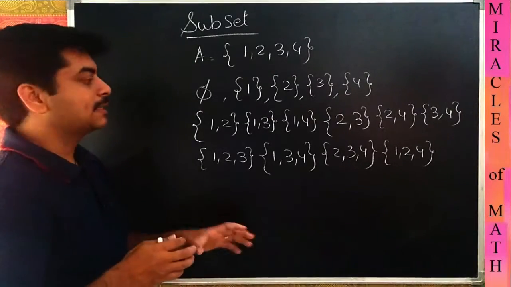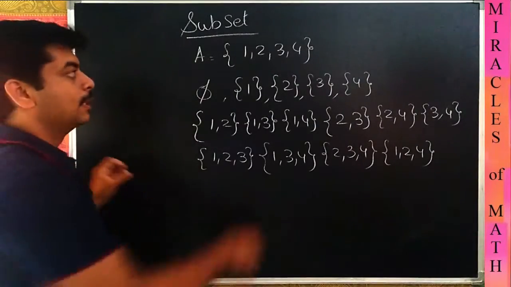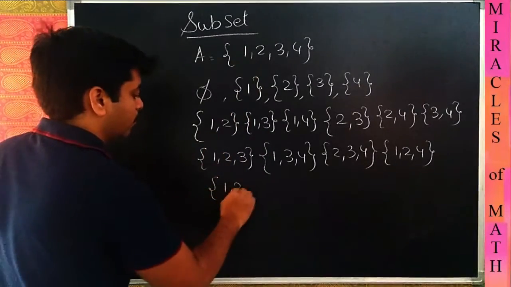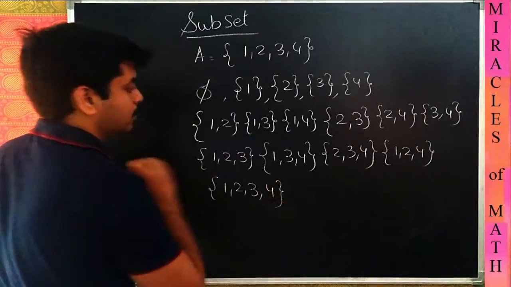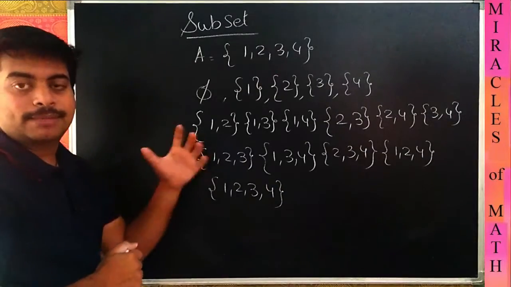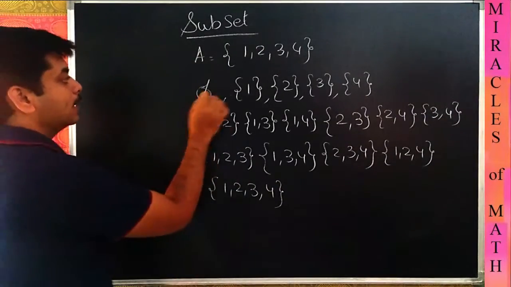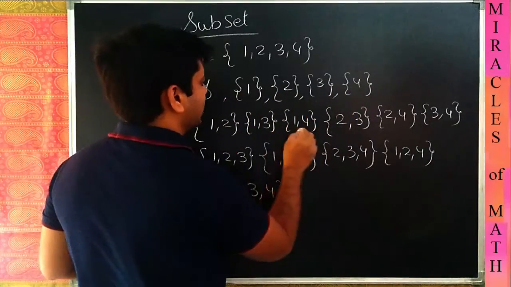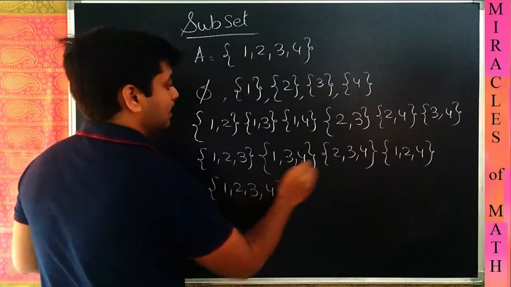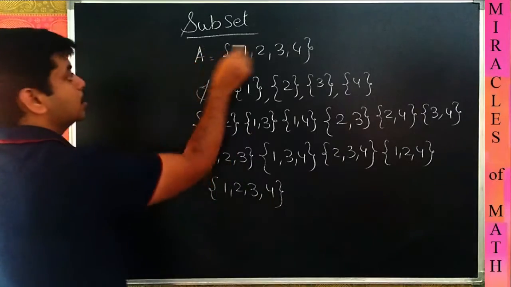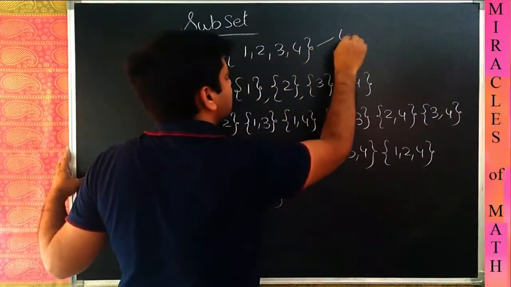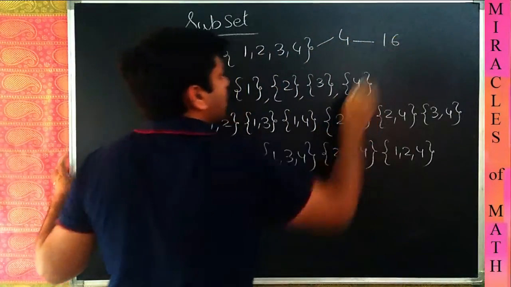So now the last case is taking all 4 at a time. That is 1, 2, 3, 4. So total how many subsets are possible? All these are subsets. How many subsets are possible? 1, 2, 3, 4, 5, 6, 7, 8, 9, 10, 11, 12, 13, 14, 15, 16. So there are 4 elements here and we are getting 16.